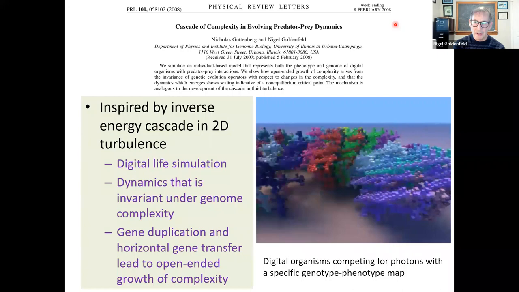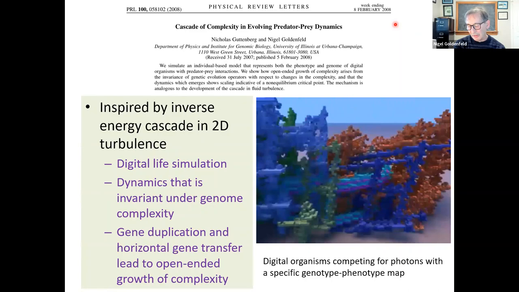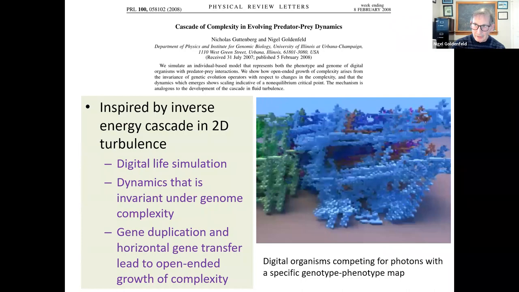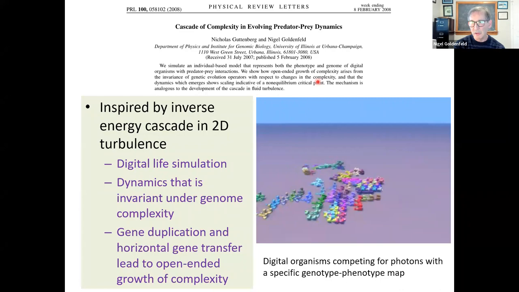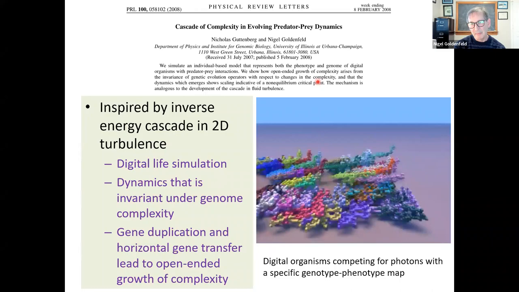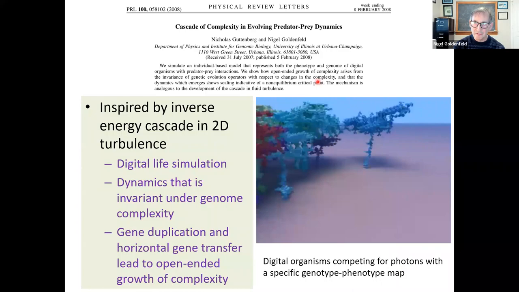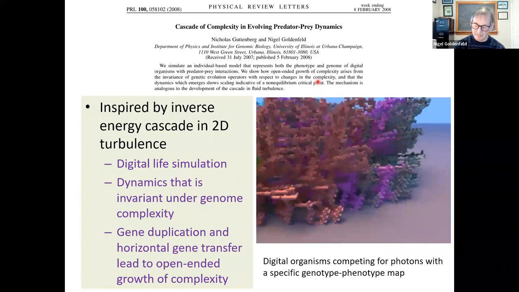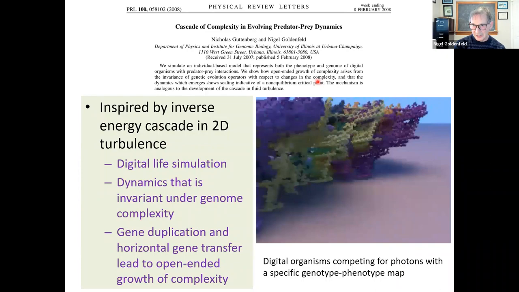So I'm going to talk about some specific models of evolution that I've worked on. And at the end, I will talk about the broader issue of what it means when we are not able to fully understand the way that evolutionary dynamics occurs. So just very quickly, what you're looking at here is what I believe is the first model of evolution that was capable of generating open-ended growth of complexity. And actually, in the paper, we were able to show using some techniques from critical phenomena and the renormalization group that this really is an open-ended growth of complexity.